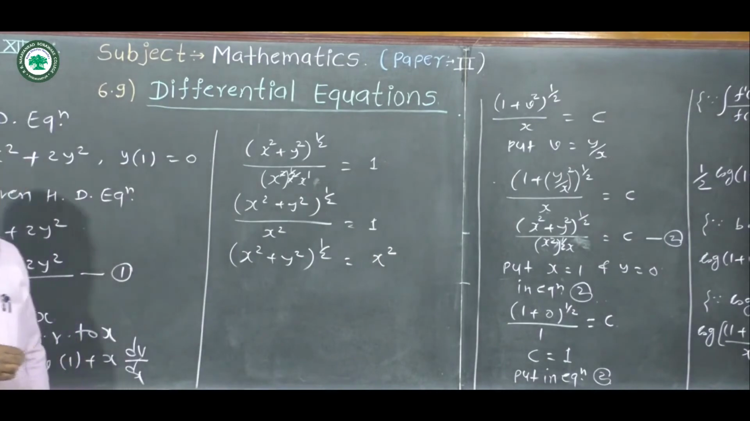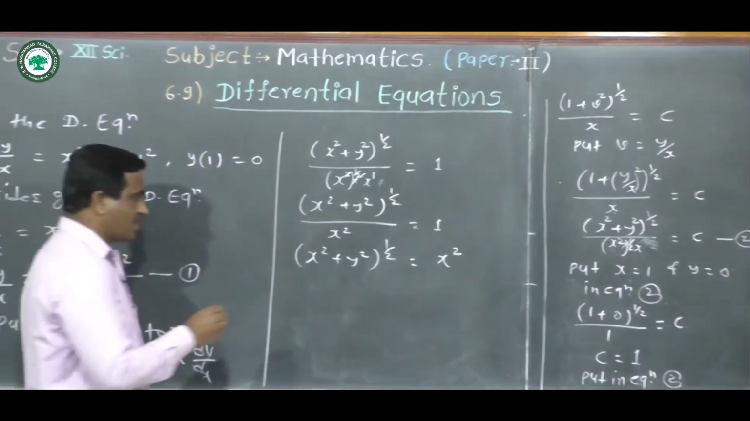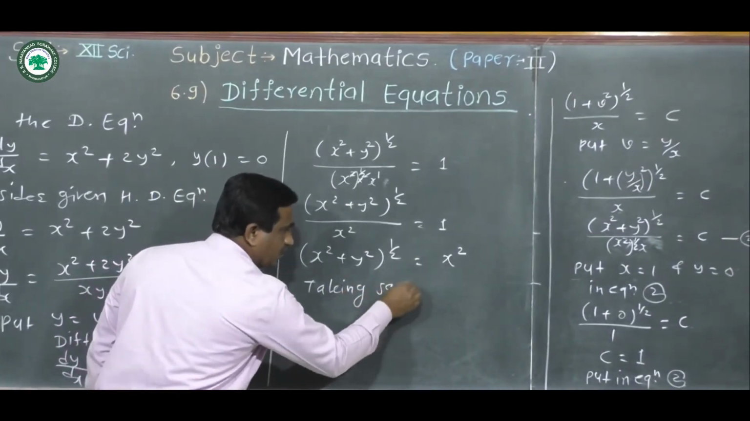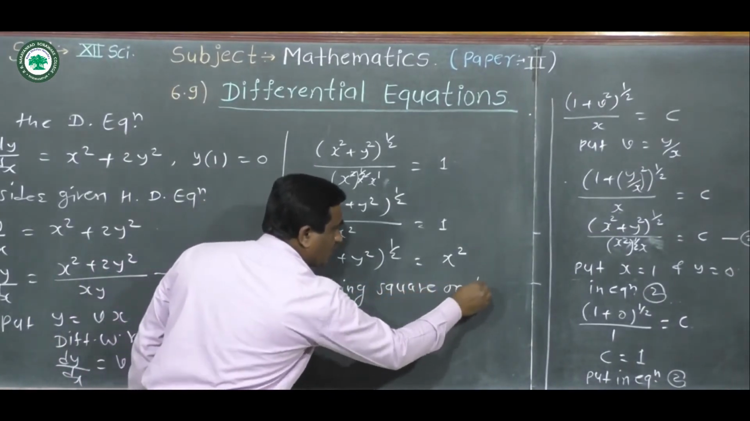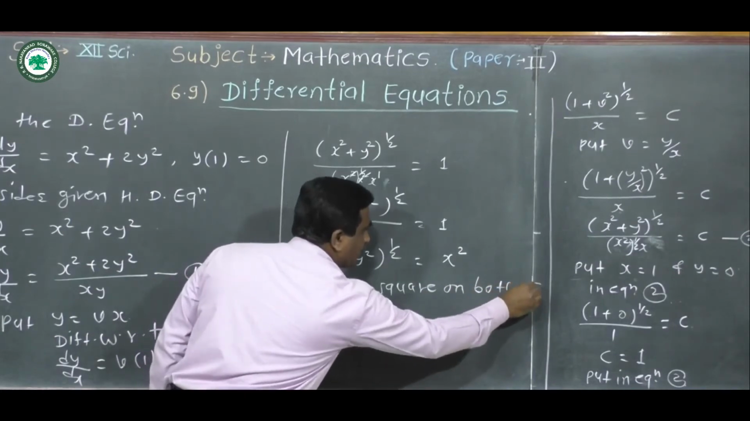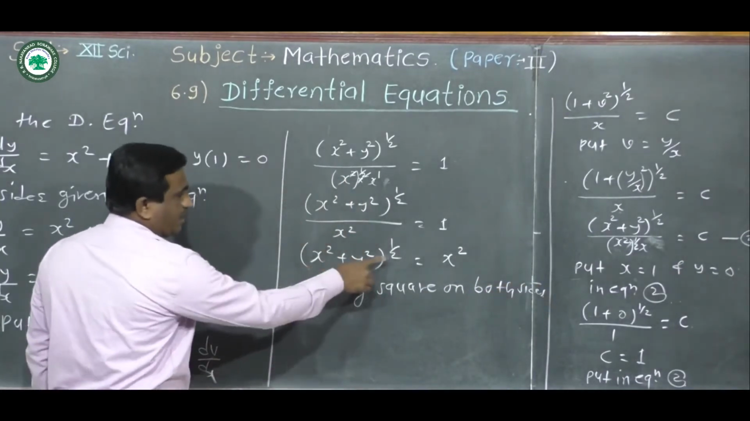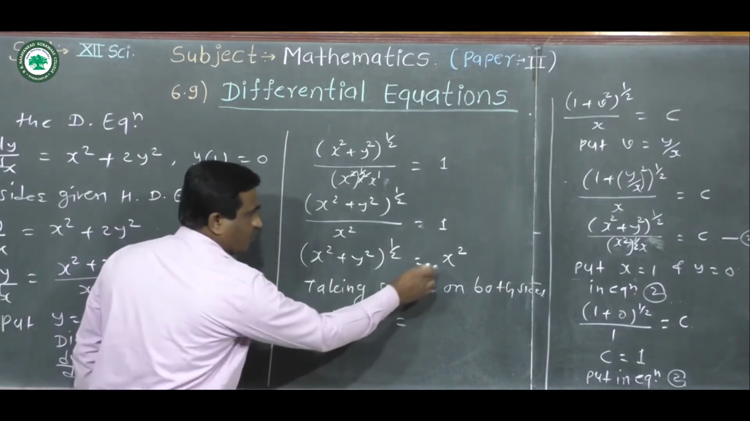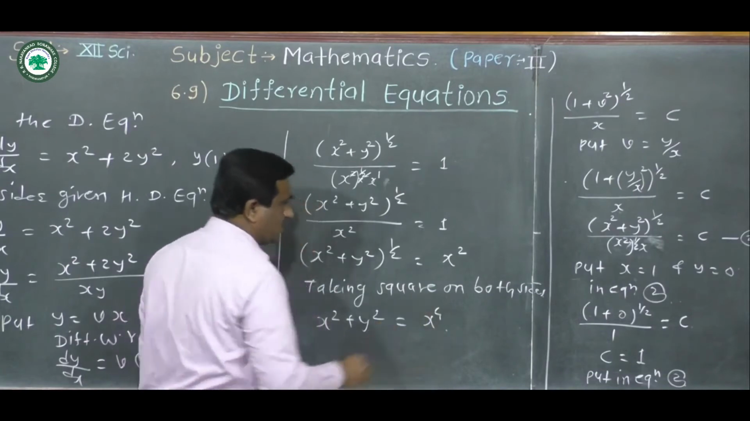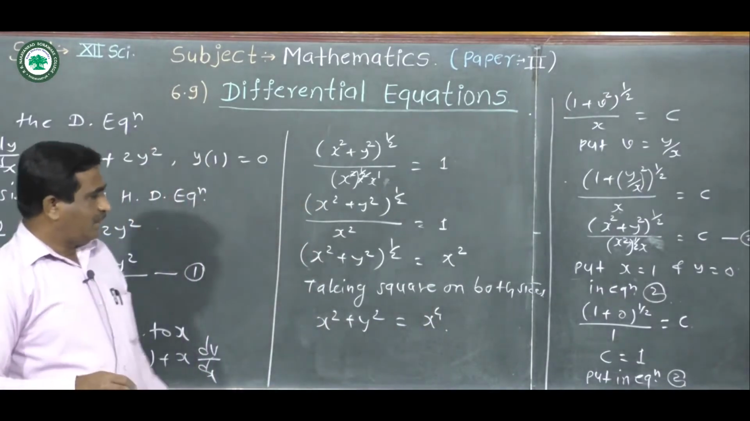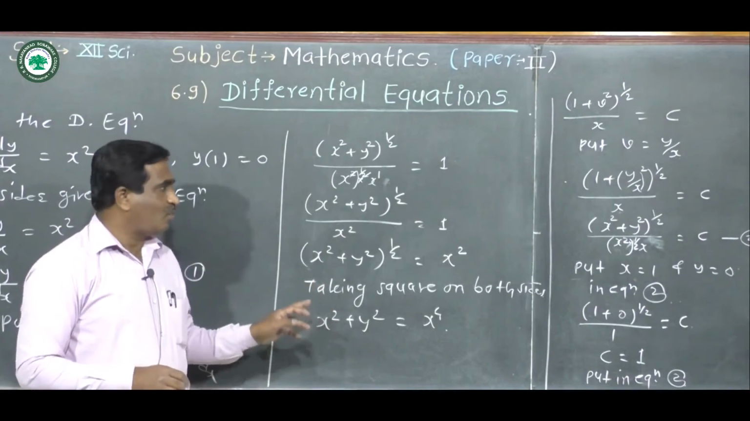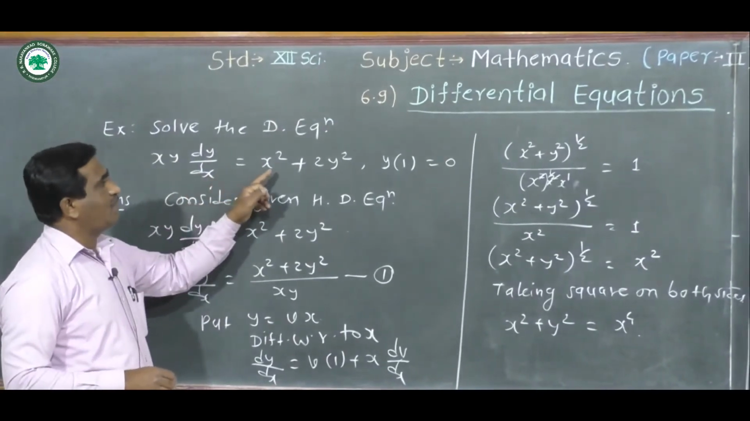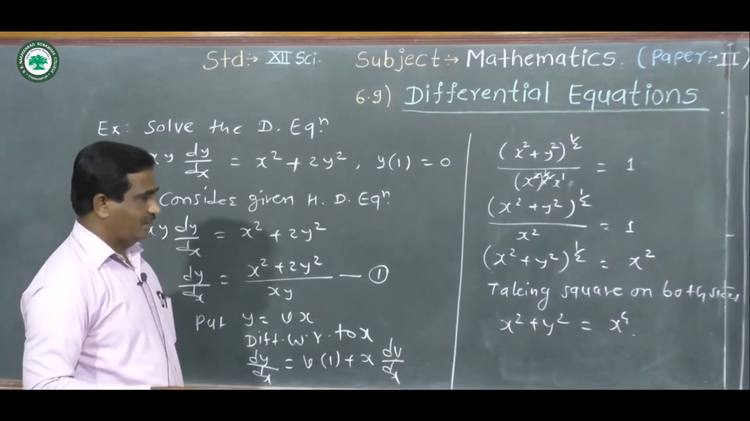Now taking square on both sides, here square root and square cancel out, remains only x square plus y square equal to square of this, which is x raised to 4. Okay, this is the required particular solution for the given differential equation x into y dy by dx equal to x square plus 2y square.